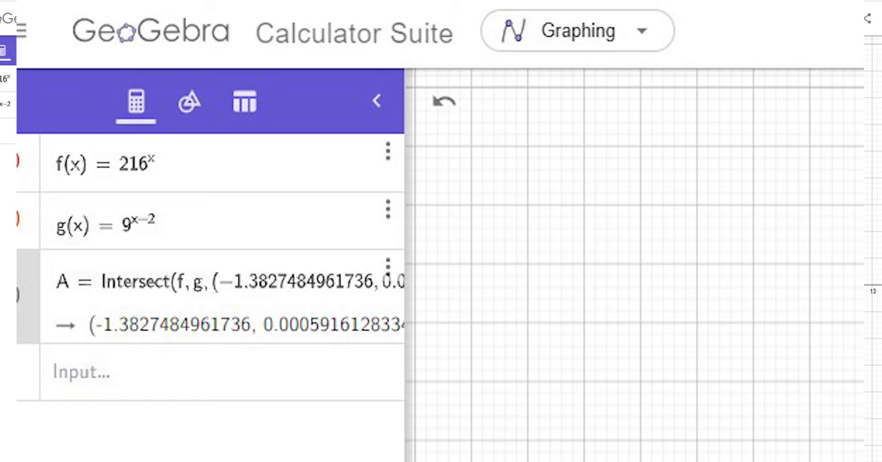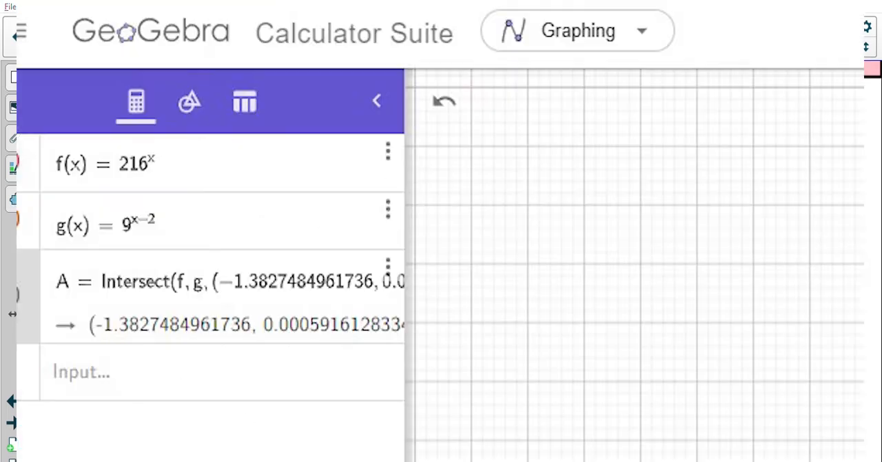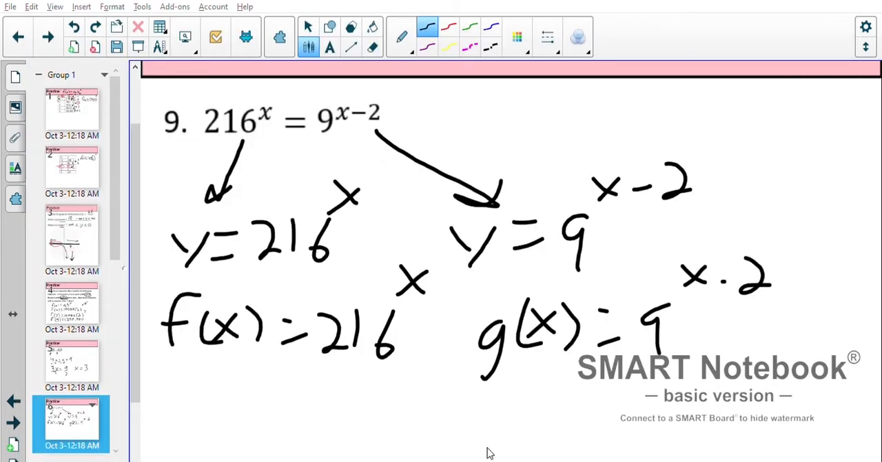Going back to here, we can see we're looking for our x value. That's our variable, x and x. So our x value is -1, and we're going to have to round this, so we'll round it to -1.4. Keep it to the 10th. So we get x equals -1.4, and we were able to solve that.